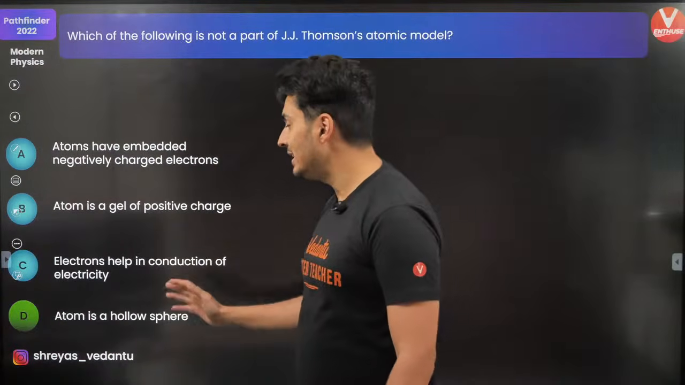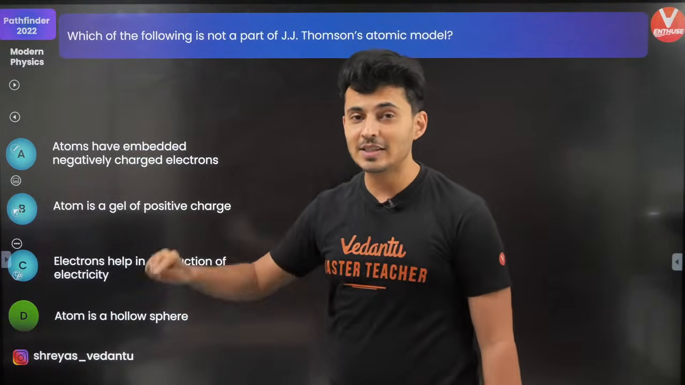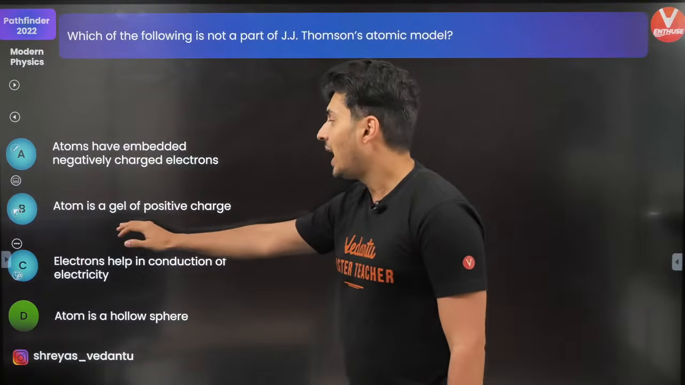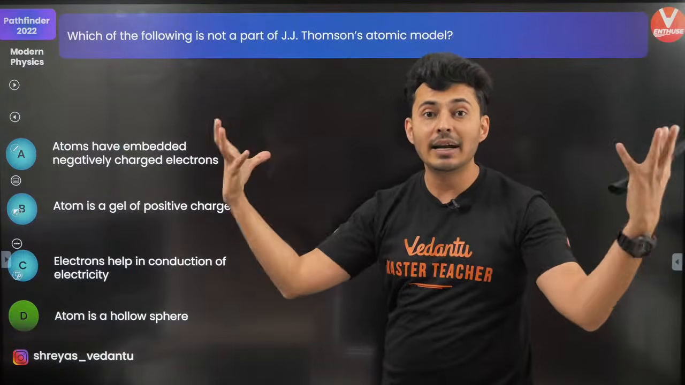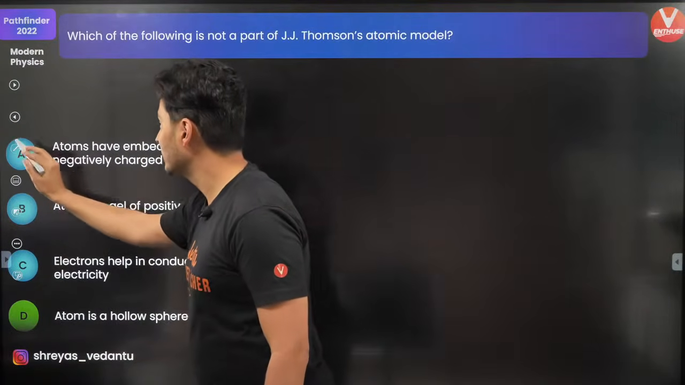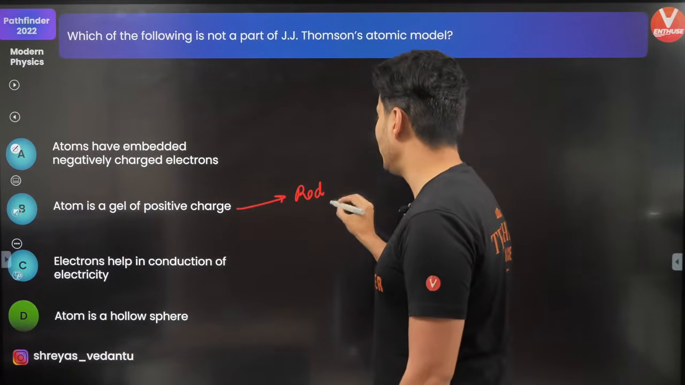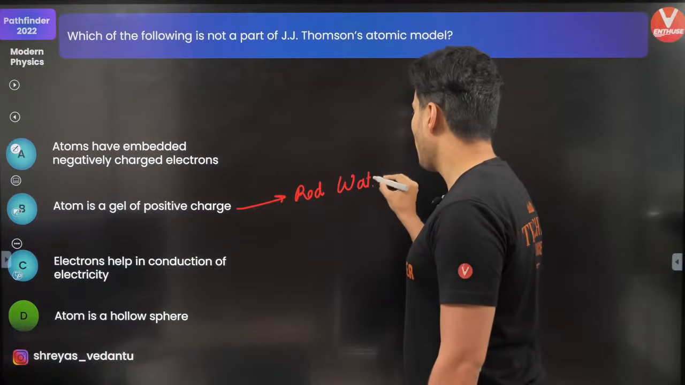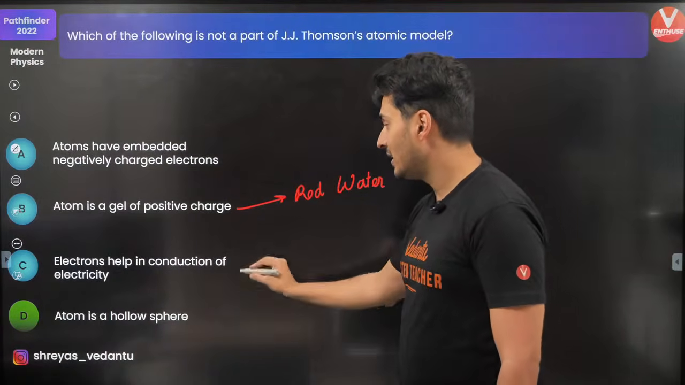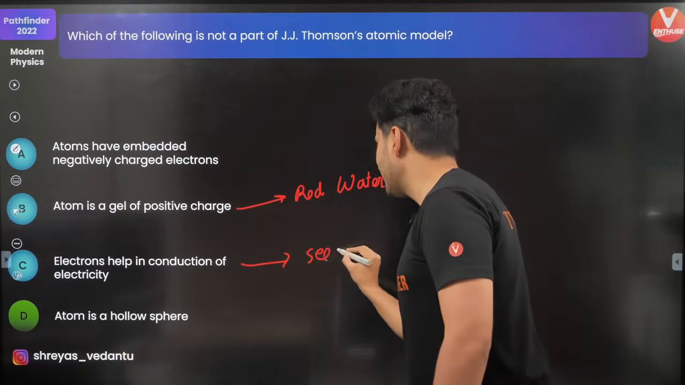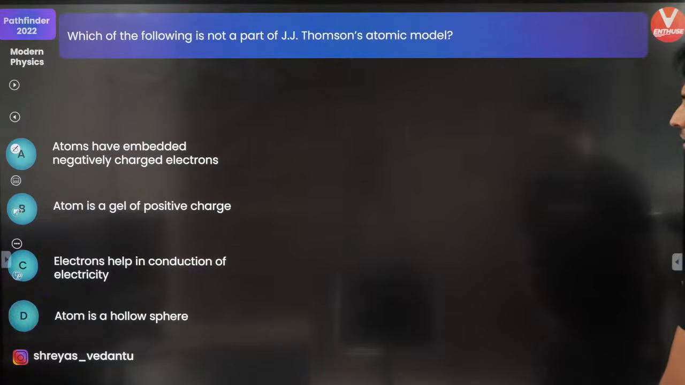Yes, it is actually D. Atom is hollow. Oops. See, sometimes simple questions can also play around with you. No, atom is a gel of positive charge. That's perfect. Gel, pudding, red part. Remember, I just told you about this. So the red part in that watermelon is nothing but the positive charge. And electrons help in conduction. Yes, those seeds are nothing but electrons. I just showed it to you in Thomson's model.